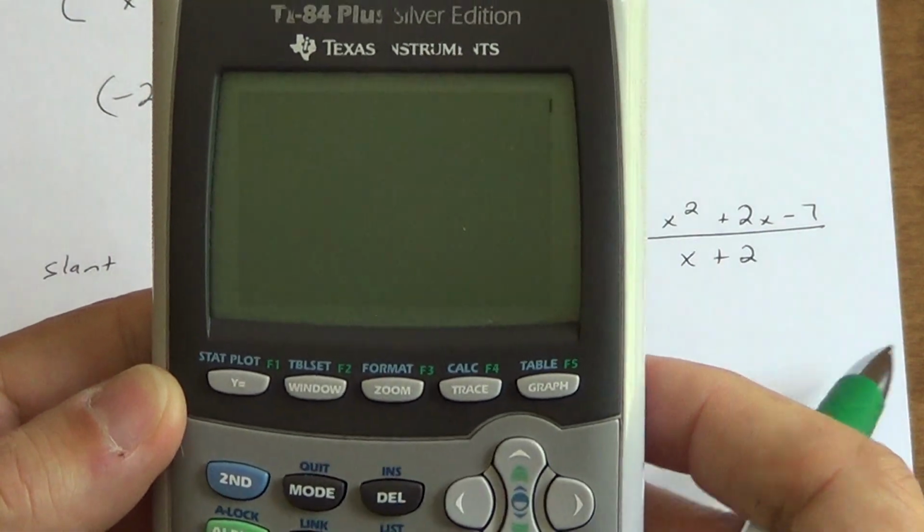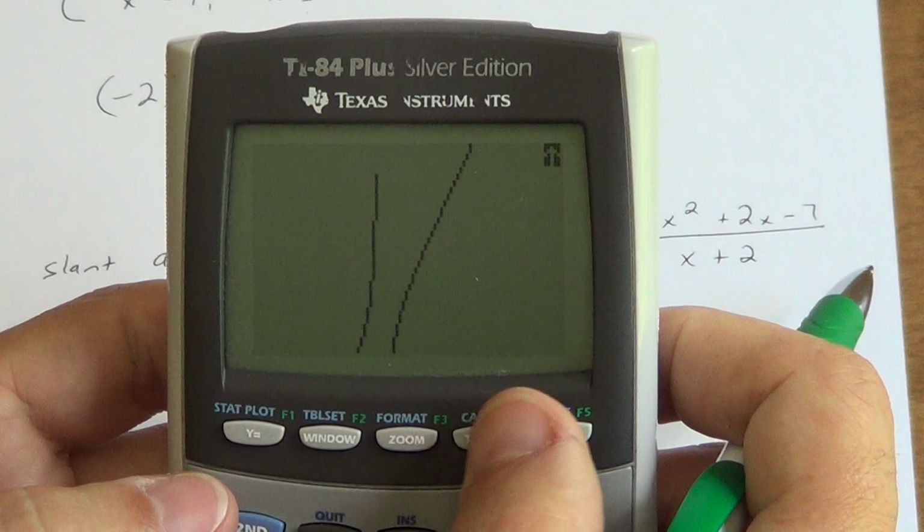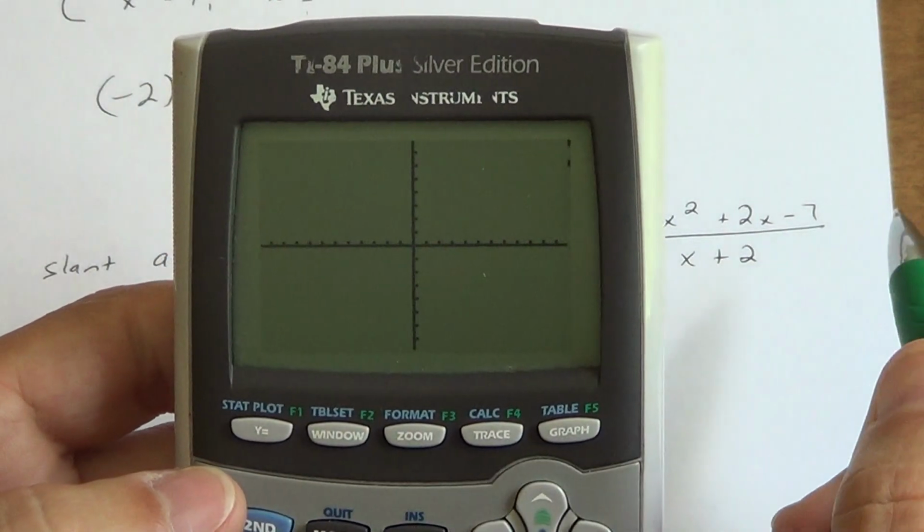Previous, I think, is what we want. And I got to turn the axes back on as well. So format axes on. Alright, so this is what our graph looks like.